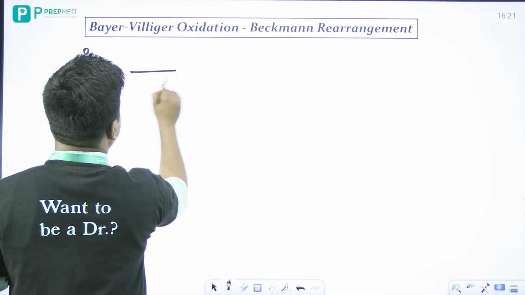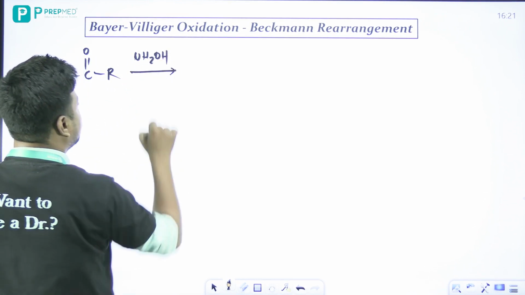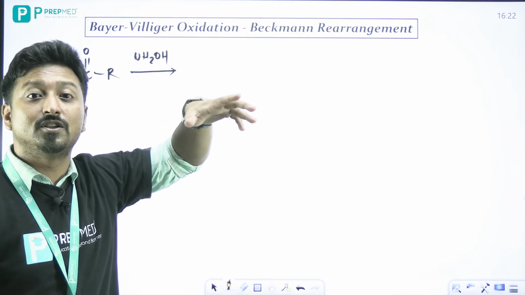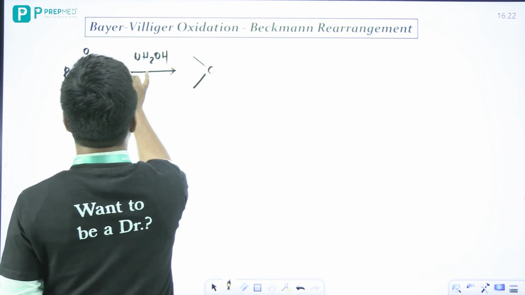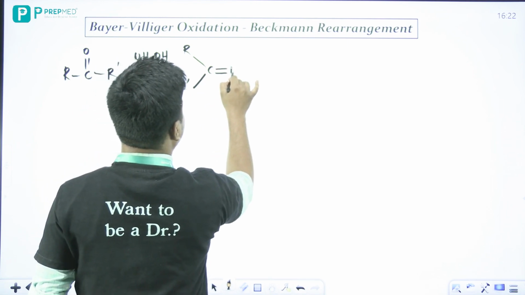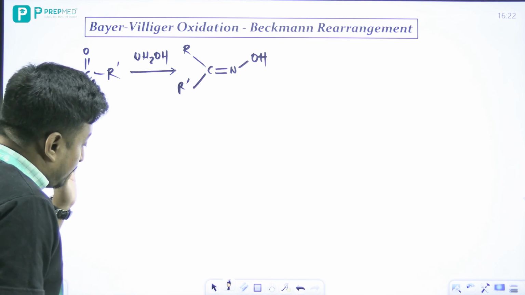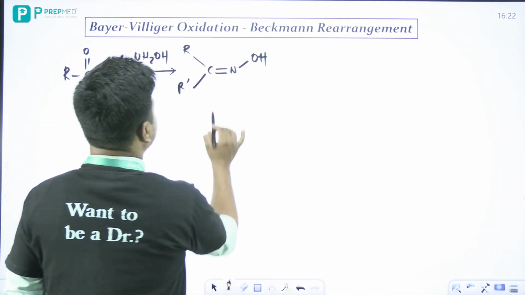Now beta, if I treat this molecule with NH2OH, that is hydroxylamine, it will be directly converted to the corresponding oxime. So what does it form? R prime C double bonded N OH, right? So this is nothing but your corresponding oxime.